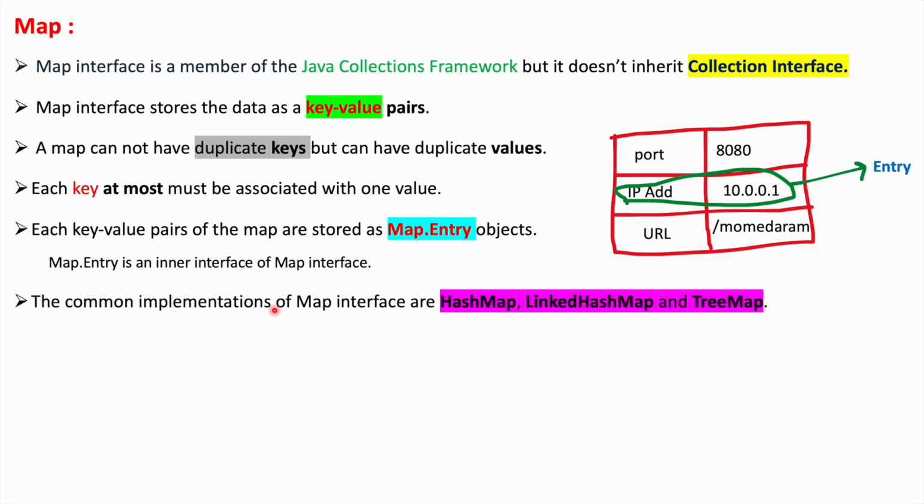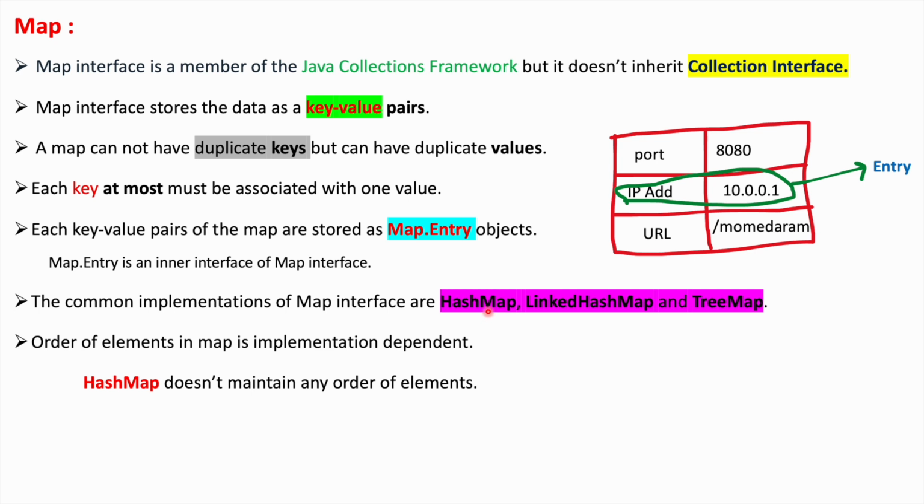The common implementations of the Map interface are HashMap, LinkedHashMap and TreeMap. These three are the commonly used classes for the Map interface. The order of elements in the map is implementation dependent. If you add key value pairs into the map, how they are ordered depends on the implementation. With HashMap there is no fixed order; the elements are ordered based on the hash code of the key.